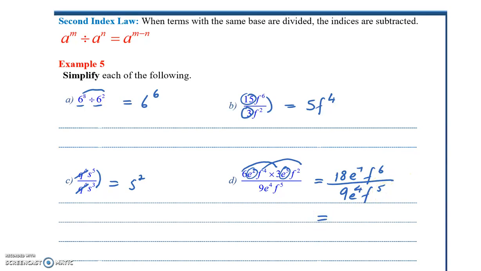Our next line of simplification, 18 divided by 9 is 2. We then have e to the 7 and e to the 4. We also have f to the 6 and f to the 5. So let's simplify our e to the 7, e to the 4. Divide means subtract the powers. So 7 take 4 is 3, and 6 take 5 is 1. We can write a 1 there, but there's no need to if we just write f.